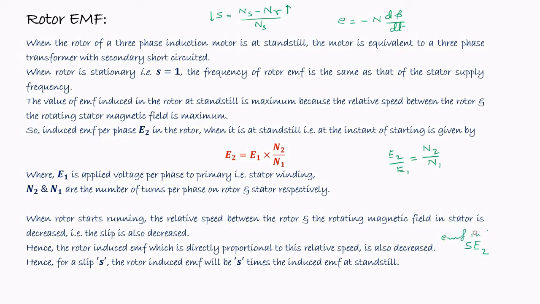EMF in running condition. It will be the factor of the slip, where E2 is the induced EMF in the rotor at standstill condition and S is the slip of the rotor. It depends upon the speed of the rotor. As the speed is increased, the slip will be reduced. Therefore, the EMF induced in the rotor will also be reduced.